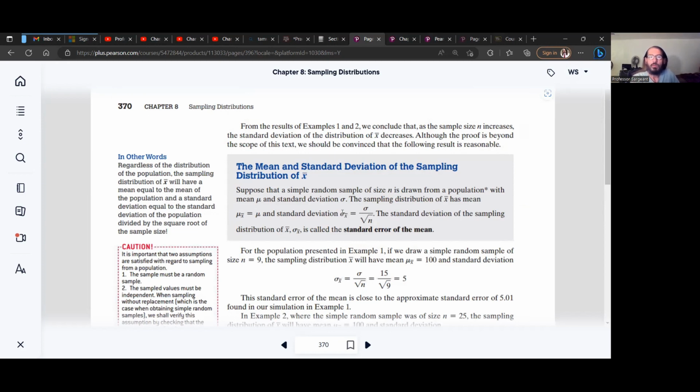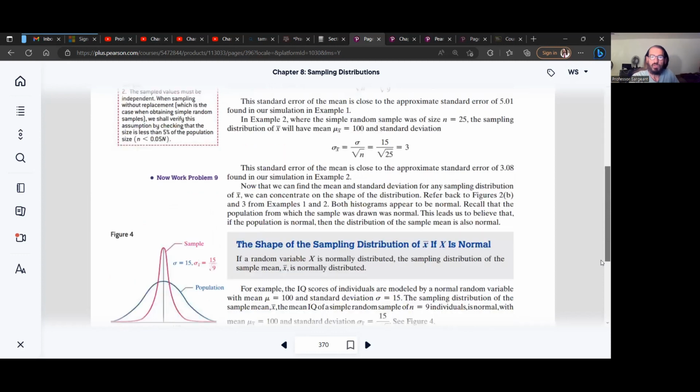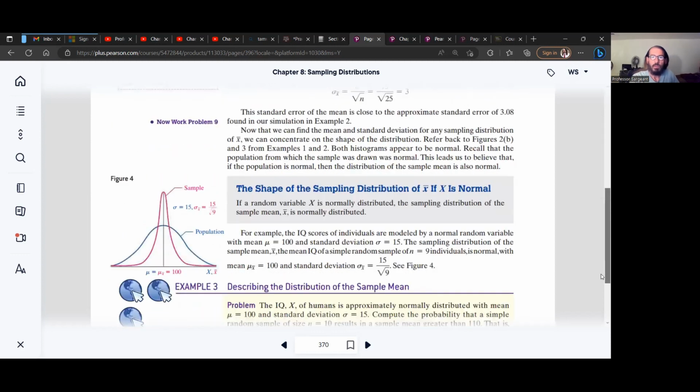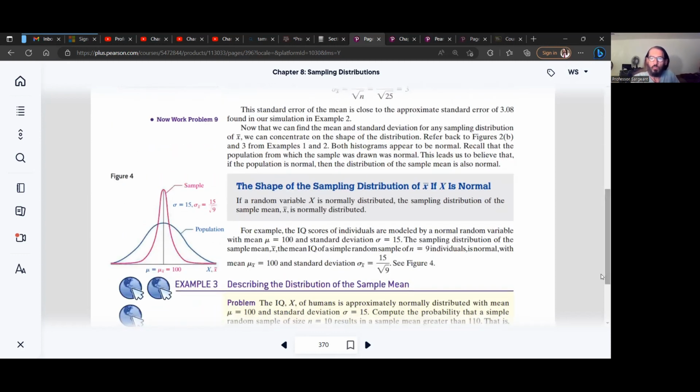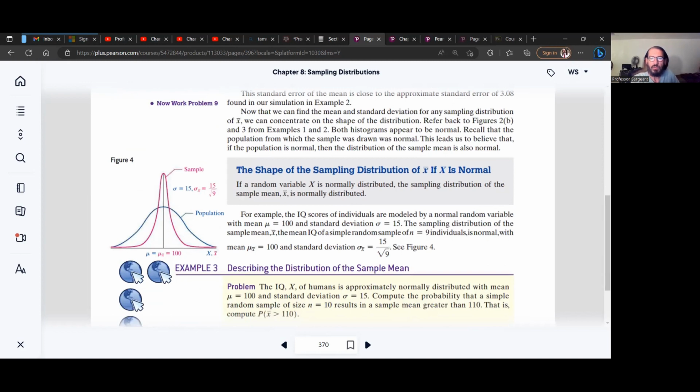And the standard deviation of the sampling distribution of X bar will equal the original standard deviation, sigma, divided by square root of n. That is regardless of the shape of the population distribution. However, if it was in the population normally distributed to begin with, then we already have that the sampling distribution of X bar will be normally distributed.